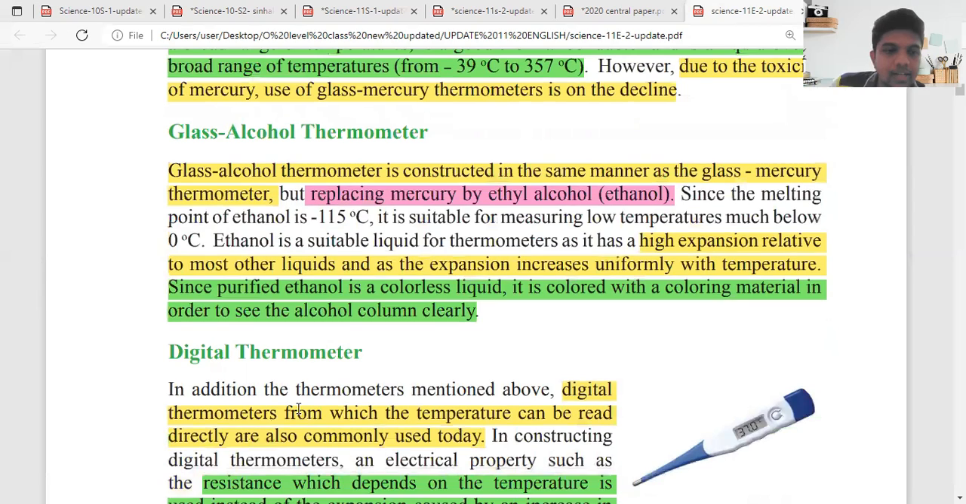Other than that, since the purified ethanol is colorless, there is a small issue, children. When we come to mercury, we can understand the length or the point of the liquid because it has a color. But when we come to ethanol or alcohol, they do not have a color. Colorless.